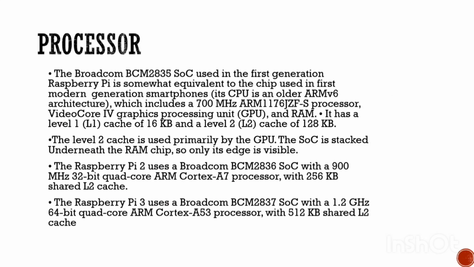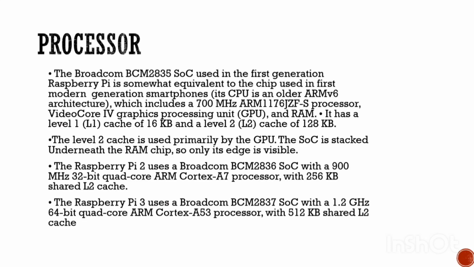Processor. The Broadcom BCM2835 SoC used in the first generation Raspberry Pi is somewhat equivalent to the chip used in first modern generation smartphones. Its CPU is an older ARMv6 architecture, which includes a 700 MHz ARM1176JZF-S processor, VideoCore IV graphics processing unit, and RAM.